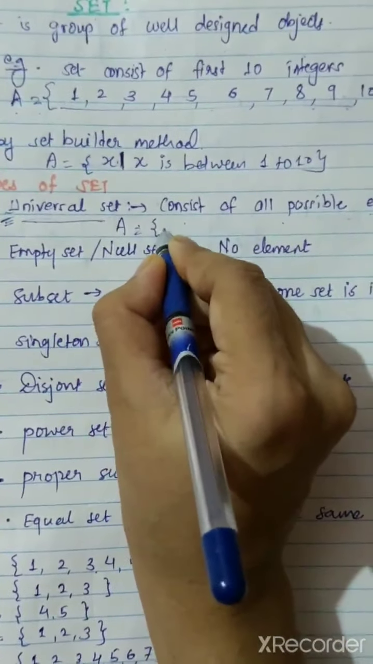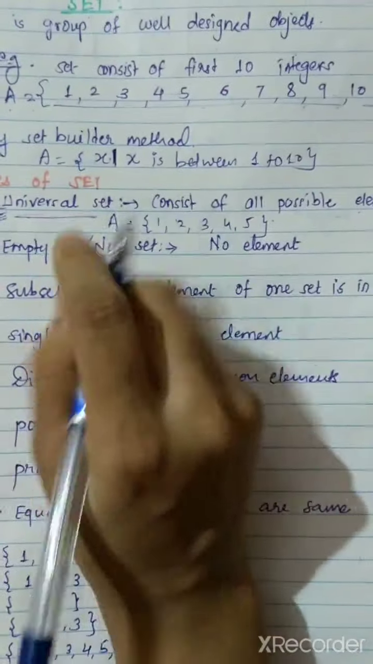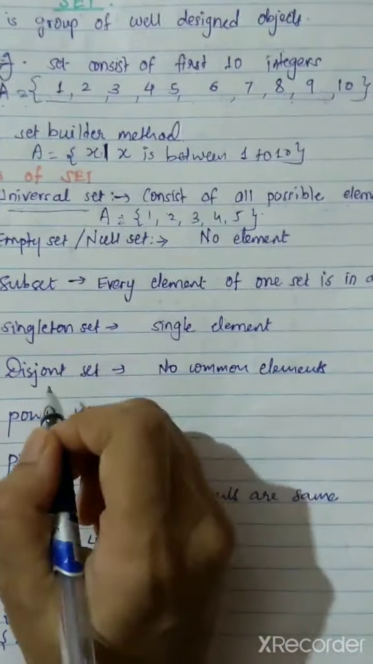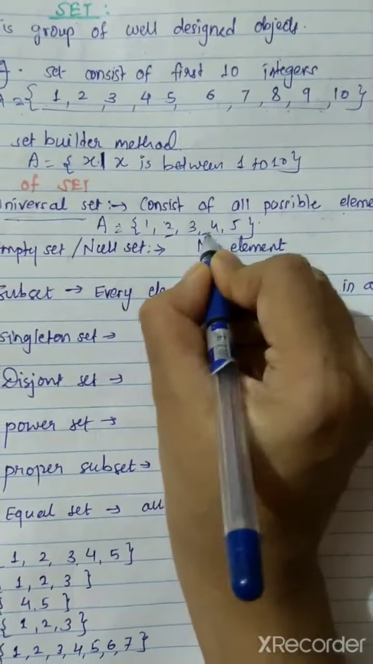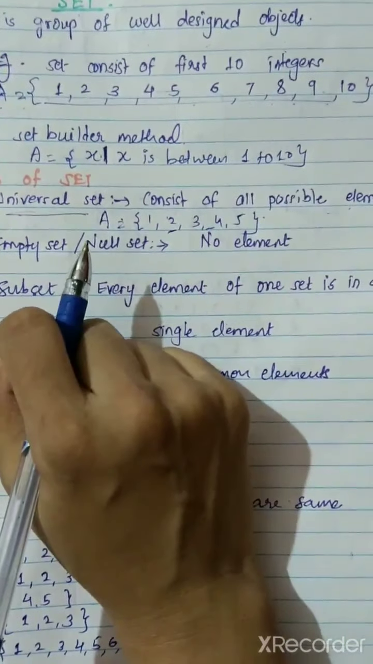Let's say we have a set 1, 2, 3, 4, 5. Okay, so let's take this set A as the universal set. So this set consists of what? 2 even numbers, 3 odd numbers.